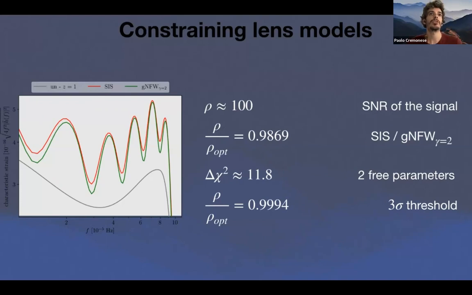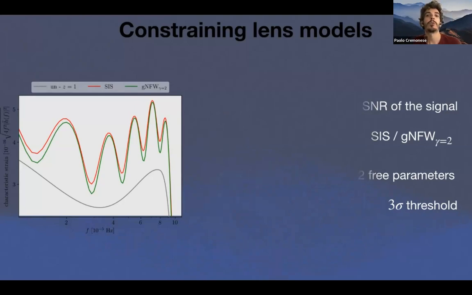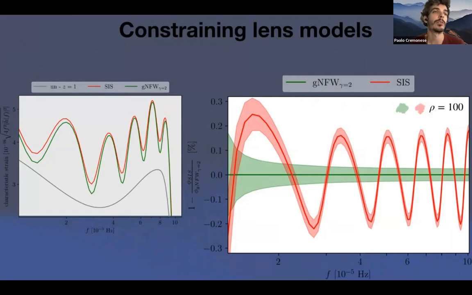In this case, we can see that the match, the second number that we have here between these two signals, is actually lower than the 3 sigma threshold that we are setting from the delta Q square and the SNR. So for an SNR equal to 100, we are able to distinguish these two signals, meaning that we are able to characterize properly the lens model. This is confirmed by looking at the phases of the signals. This time we normalize to the generalized Navarro-Franck-White one. The main point is that, also including the uncertainties, we can clearly distinguish the two curves. So we are able to characterize the lens model properly.